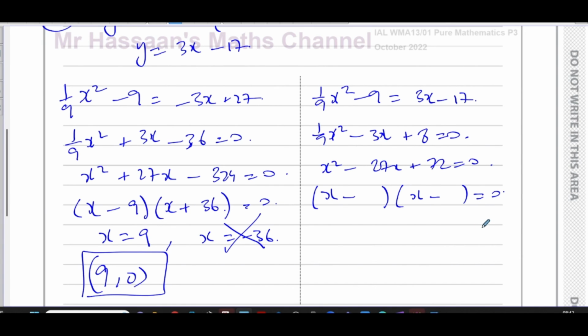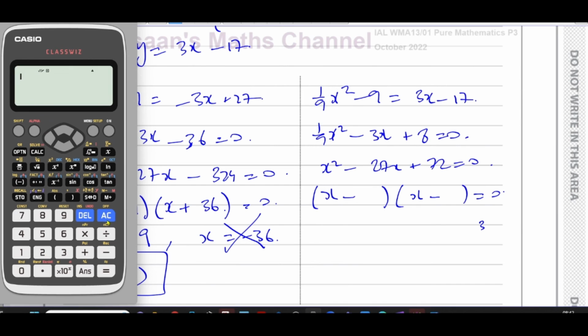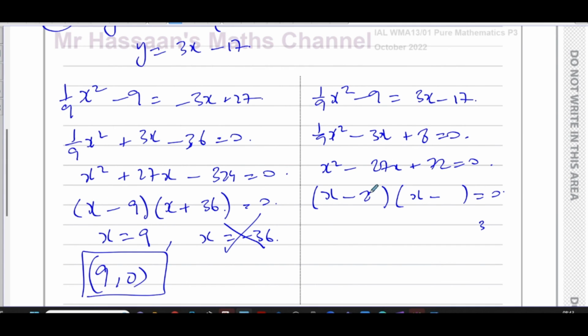So let's look at all the ways of getting 72. We have 72 divided by 2, that's not going to work. 36 and 2, we want 27, no. 72 divided by 3, 24 and 3, that's the one. So (x minus 24)(x minus 3), so we can say x is equal to 24 and x is equal to 3. So there we have the two solutions.